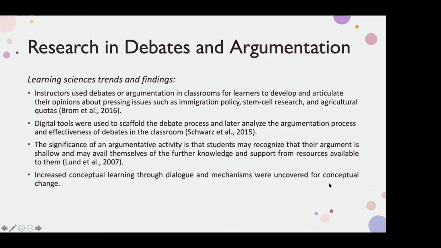So some of the trends and findings that we've seen through these papers that explicitly said that they used debates or some forms of argumentation were that the topics of interest tended to be where students had to come up with their own opinions about pressing issues like immigration policy, agricultural quotas and stem cell research. I think that is a defining thing about what kind of topic you would want to choose for a debate or argumentation where students would be engaged to participate.